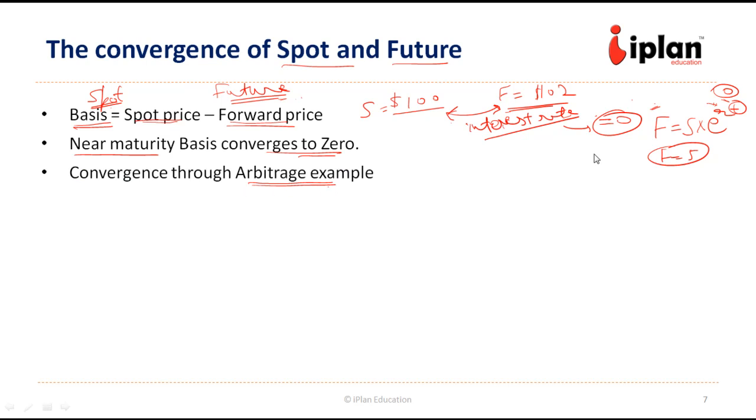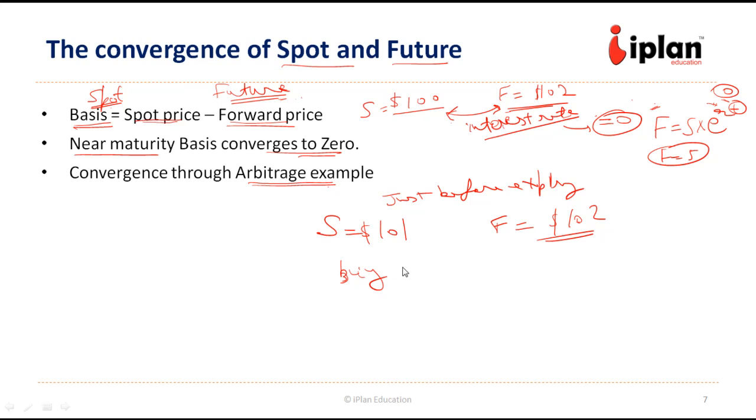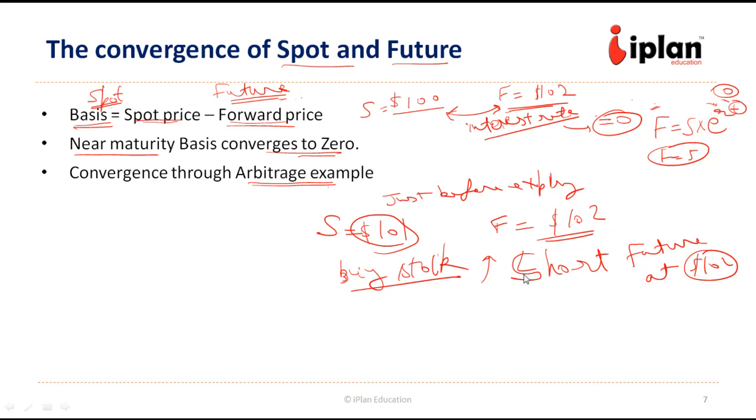We can understand that through an arbitrage example. Suppose just before expiry the spot price becomes, say, 101 and the future contract is trading at 102. At that time one can take a position in the stock. He can buy the stock at $101 and get into a contract where he is promising to sell. So he is shorting the future at 102.